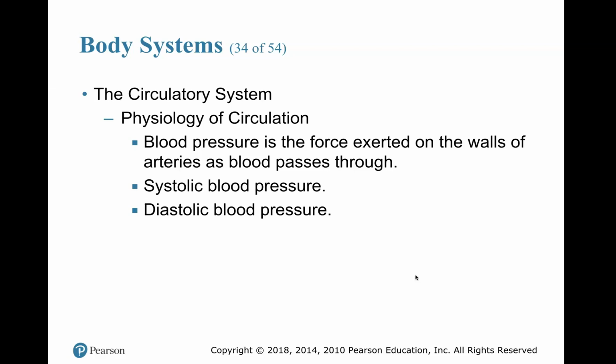The systolic blood pressure is when the blood is pumped from the heart through the aorta into the arteries. That is the pressure that is put on the arteries at that time, the systolic blood pressure. And then we have the diastolic, and that means after that, the pressure relaxes and the blood vessel goes back to normal. That is our diastolic pressure.